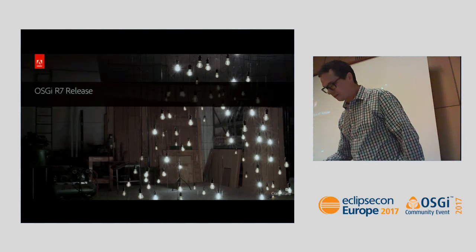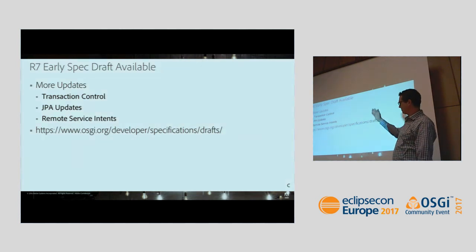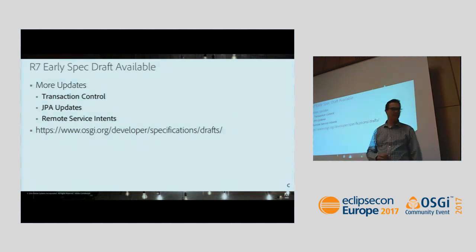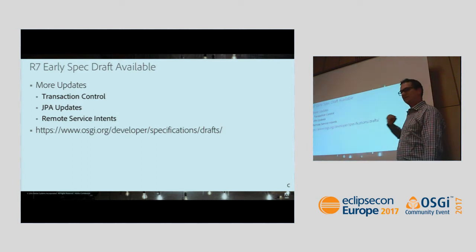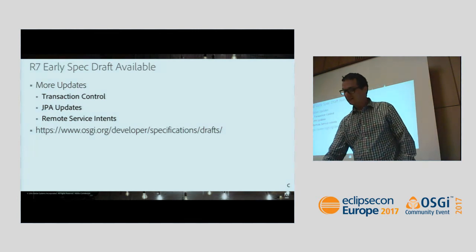So that was really short, in a nutshell. A bunch of new specs that are there. We didn't even cover all of them because there's also transaction control, which is an entirely new spec. We didn't talk about that. JPA updates and remote service intents. There are other talks this week that cover these as well. But if you want to have a look at them, go to this location or just go to the OSGi website and find the drafts link there in the specification draft link. And there you can see all this stuff in detail and find out about it.